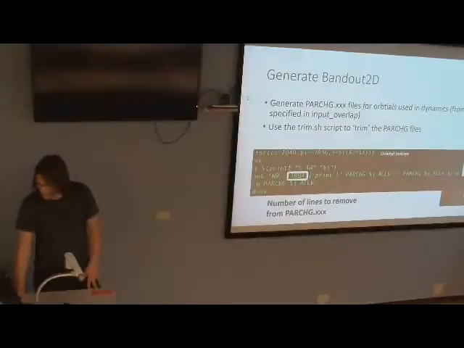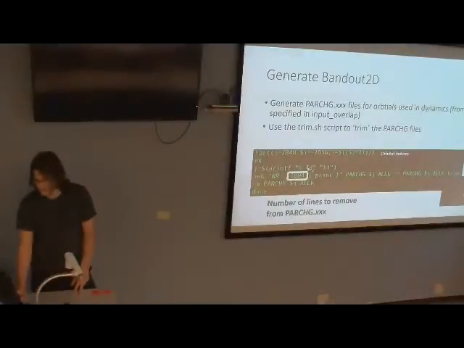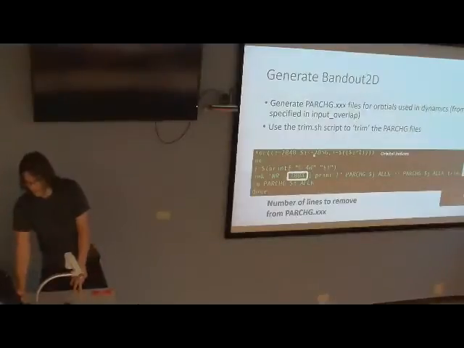To generate your band out 2D, you first have to make par charge files. I didn't go over that. You probably learned at some point how to generate par charges for your model, and if you need help with that, you can ask someone. So you generate all your par charges, and then you have to trim them. We're basically removing like 100 or 200 or whatever lines, so that it's easier for MATLAB to read the code in.